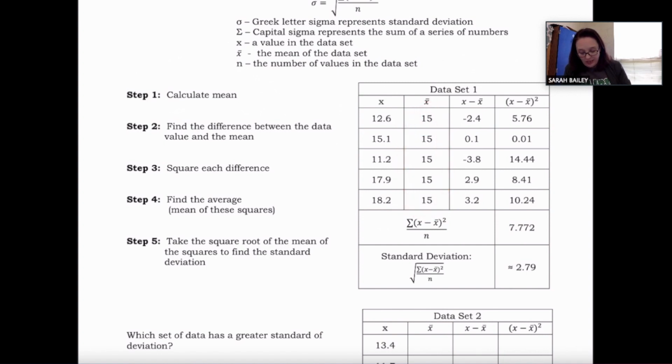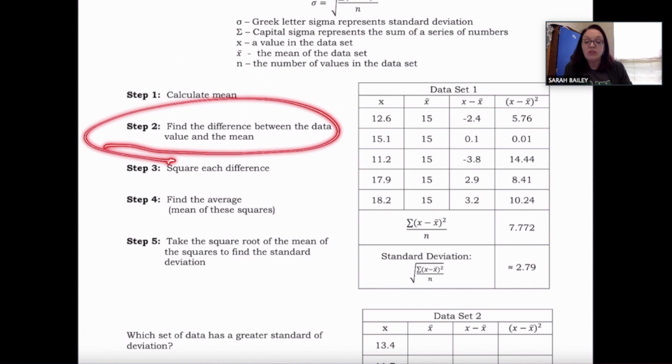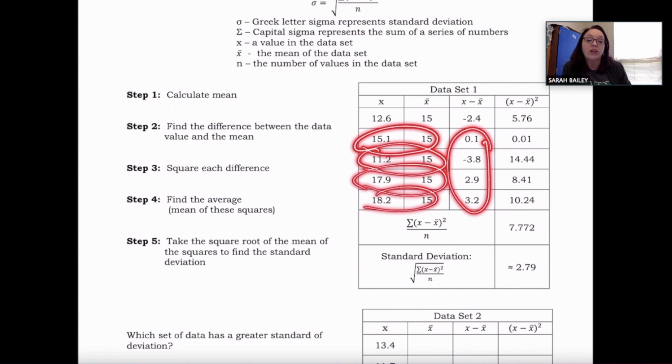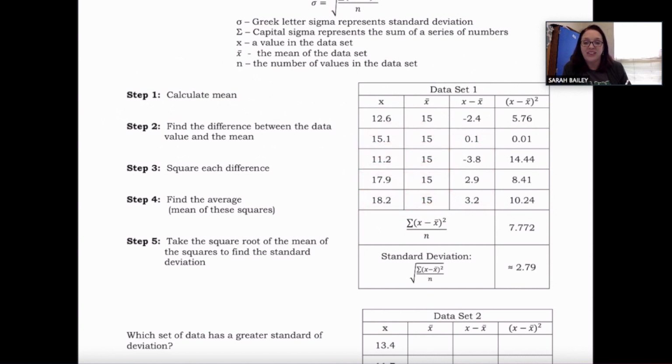Then, the next thing, find the difference between the data value and the mean. So we're going to take our data value minus the mean. So 12.6 minus 15 is negative 2.4. So we're subtracting all of these to get all of these, okay? You with me so far? The next step is we square each difference. So these numbers right here, we're going to square all of them, and we get these numbers right here.